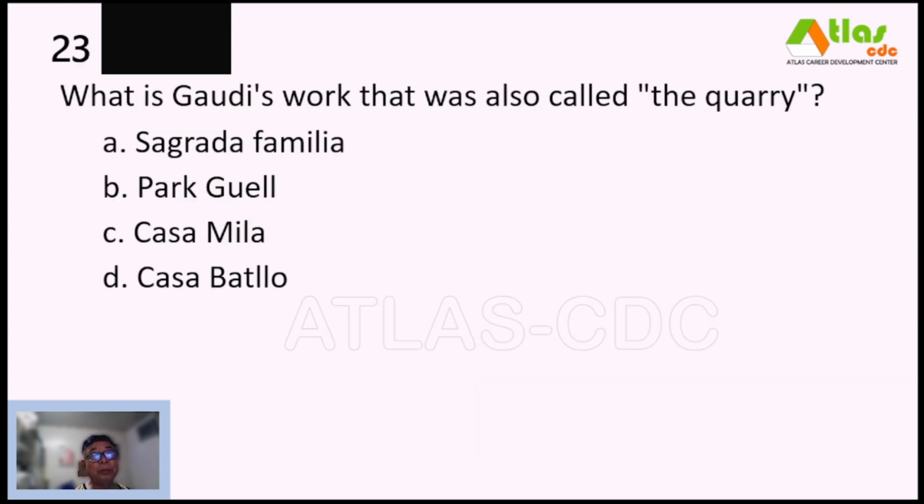Number 23. What is Gaudi's work that was also called the Quarry? A. Sagrada Familia. B. Parkwell. C. Casa Mila. And D. Casa Batlló.